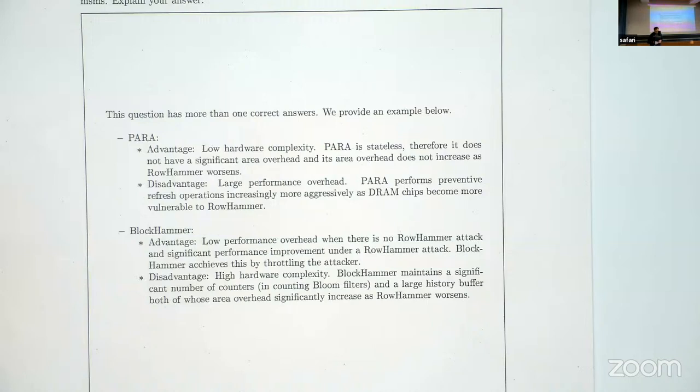On the other hand, BlockHammer can give you low performance overhead because it does not throttle all accesses. It selectively throttles the accesses that are identified as targeting the aggressor rows. The disadvantage is the high hardware complexity because you need to implement a lot of counters. So if you have some other advantages or disadvantages in mind, please share.